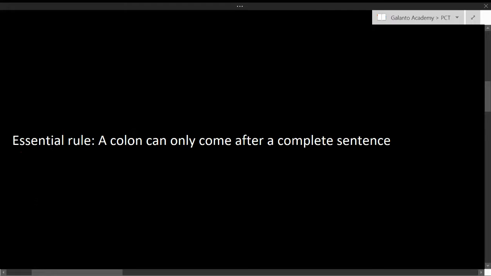And so I think it's important to understand that colons can be used for a wide variety of things, and we'll talk about what those are. But our essential and most important rule, especially if we're being tested on something like the ACT, is that a colon can only come after a complete sentence, which we also know we call those independent clauses. So keeping in mind this essential rule, we will be checking for this every single time we see a colon.